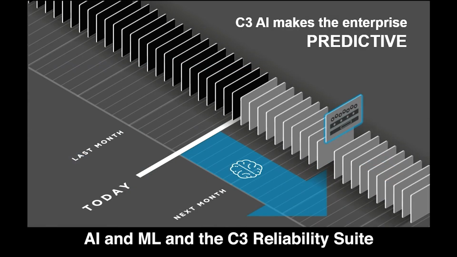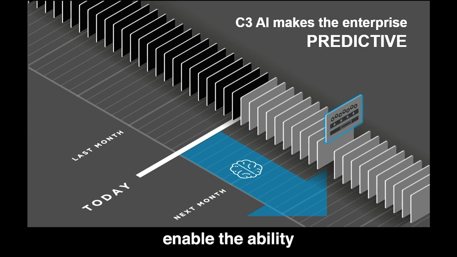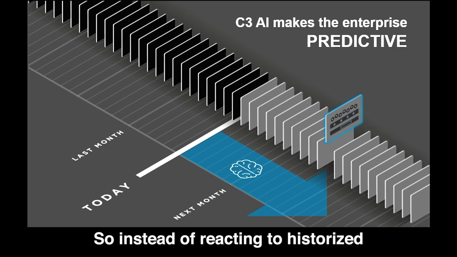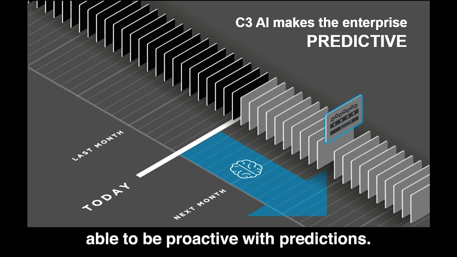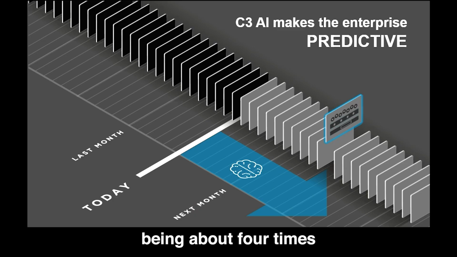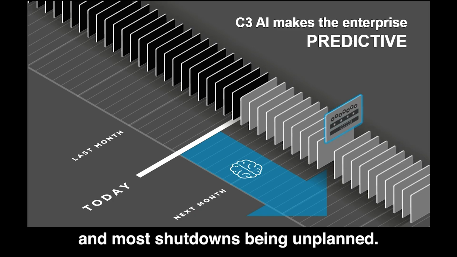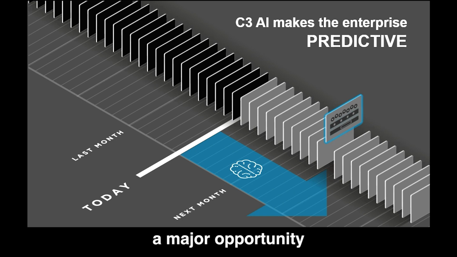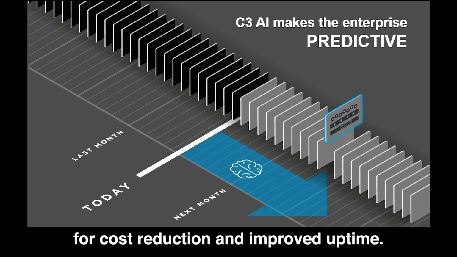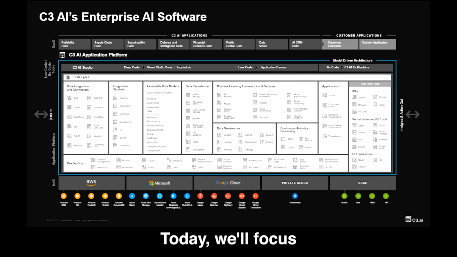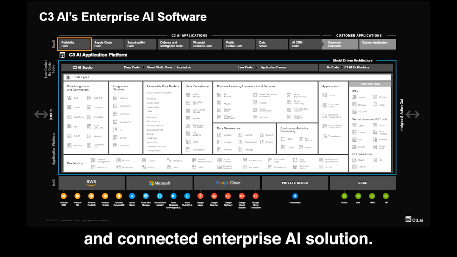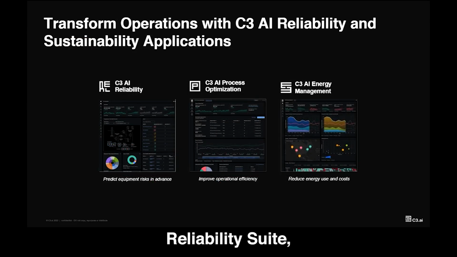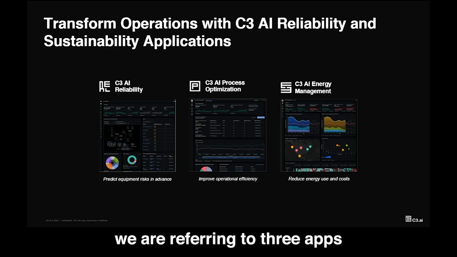AI and ML in the C3 reliability suite enable the ability to predict future behavior. So instead of reacting to historized data, you're able to be proactive with predictions. With emergency maintenance being about 4 times more expensive and most shutdowns being unplanned, this presents a major opportunity for cost reduction and improved uptime. Today, we'll focus on that small rectangle highlighting the reliability suites, but it's part of a larger and connected enterprise AI solution.